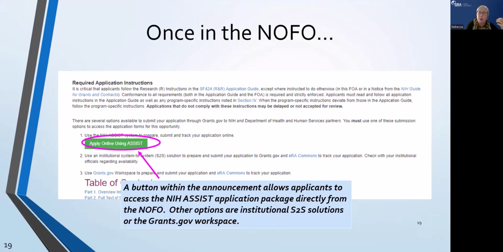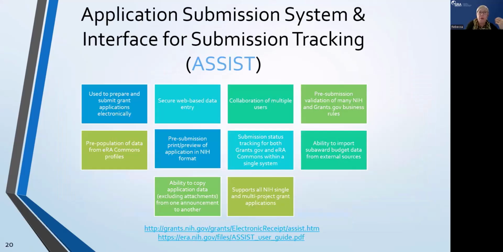And you either apply through Assist, or some institutions use system-to-system solutions, or you could conceivably apply on grants.gov. I have never heard of anybody. Have you, Dave, actually using grants.gov for an NIH grant? Would not think it would be advisable. Correct. I think everybody would use Assist.